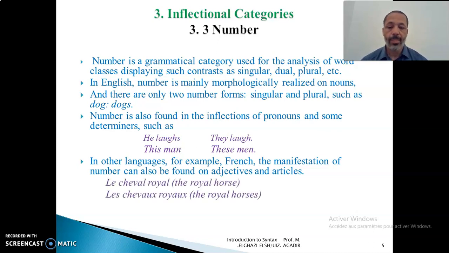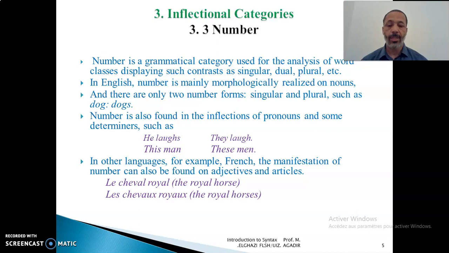Okay, look at the example in front of you. Le cheval royal, this is singular, the royal horse. When you change it into its plural form, it becomes les chevaux royaux, in which we have the number inflection appearing on the article les. Okay, so you have le becoming les in the plural form, cheval becomes chevaux in the plural form, and royal, singular as an adjective, becomes royaux in its plural form.